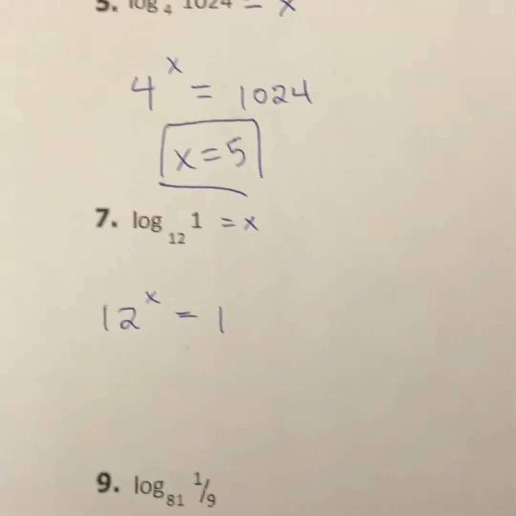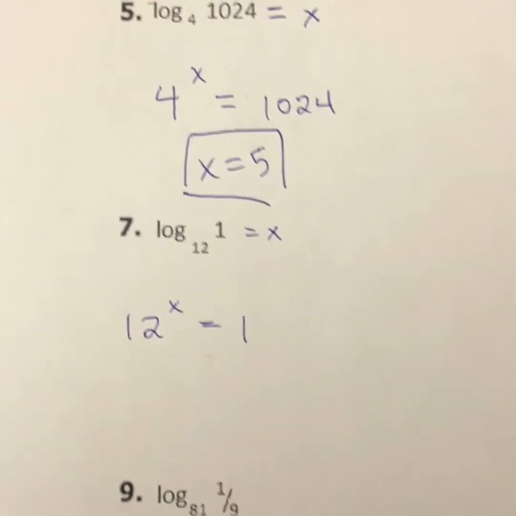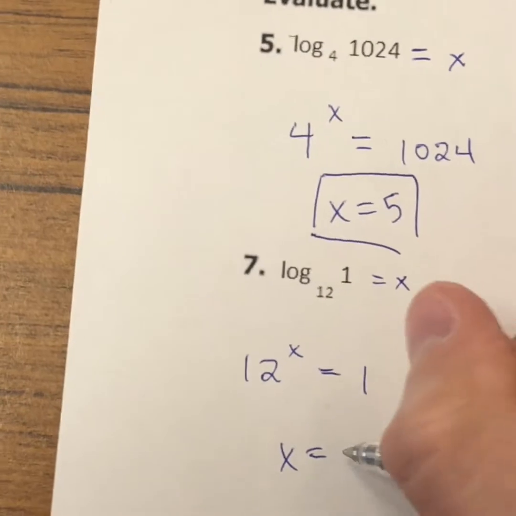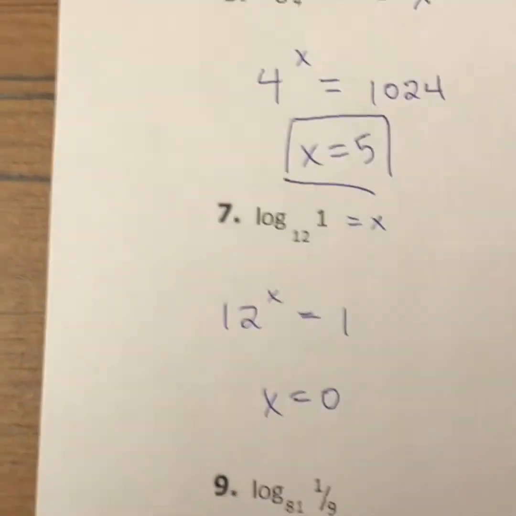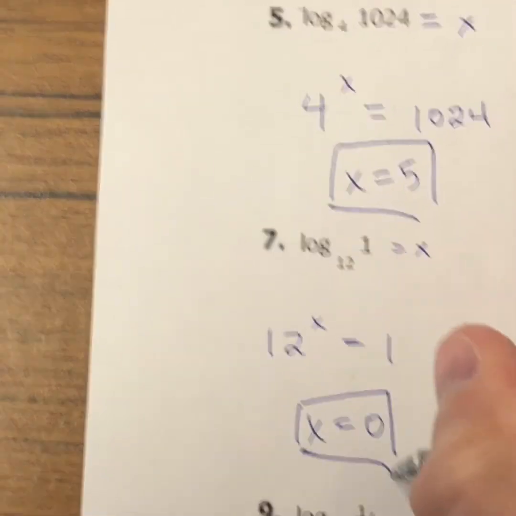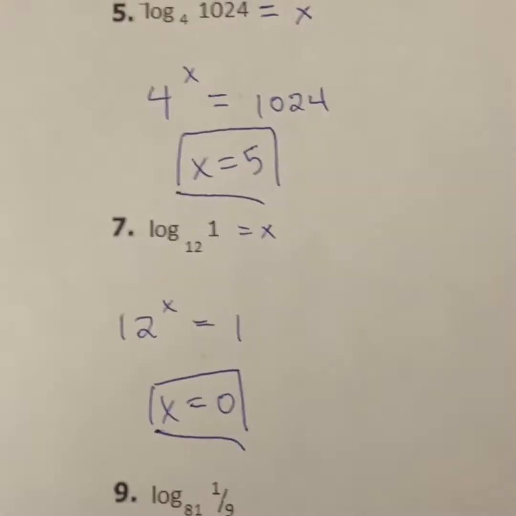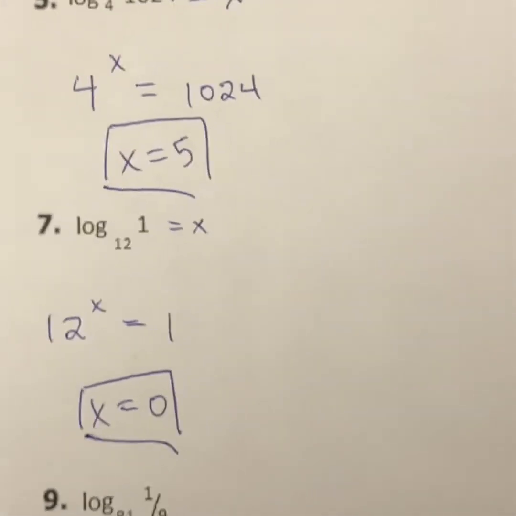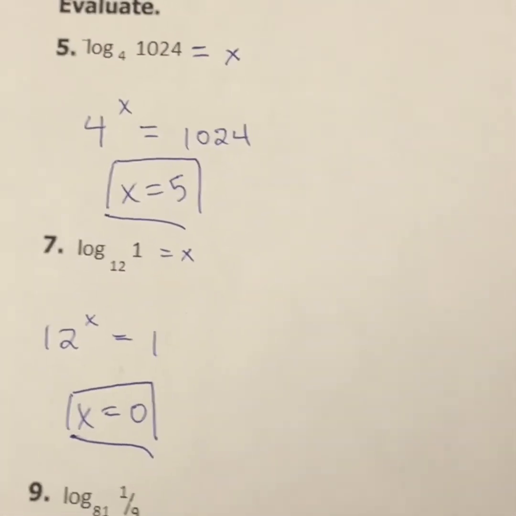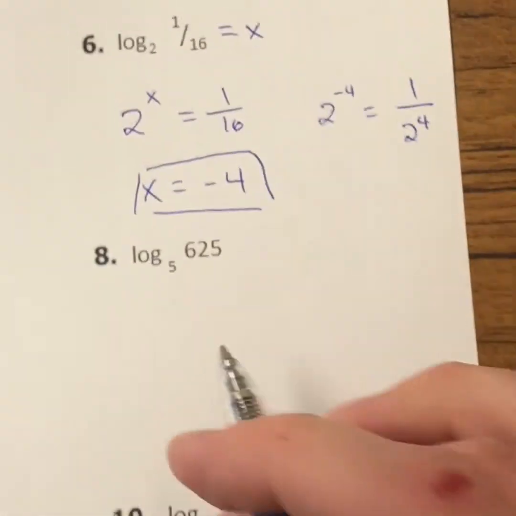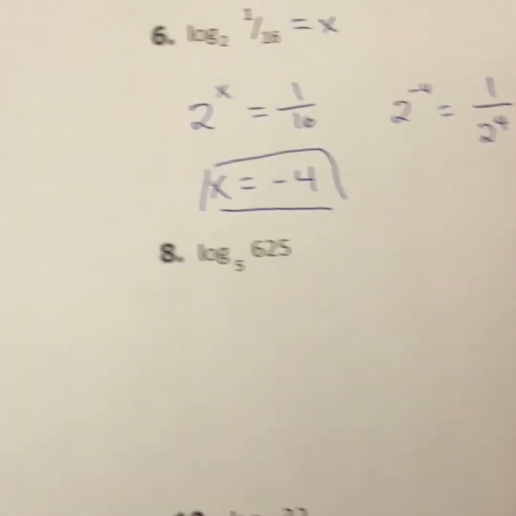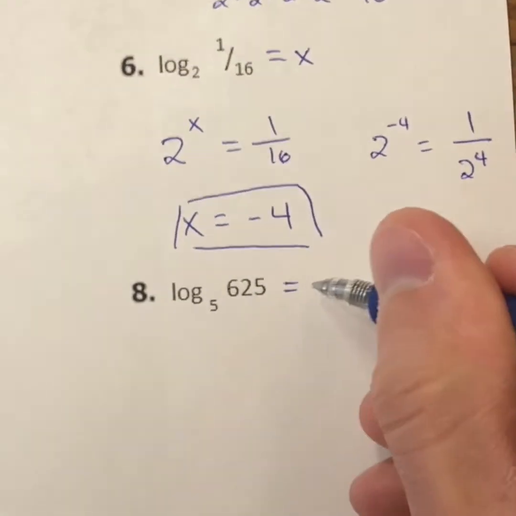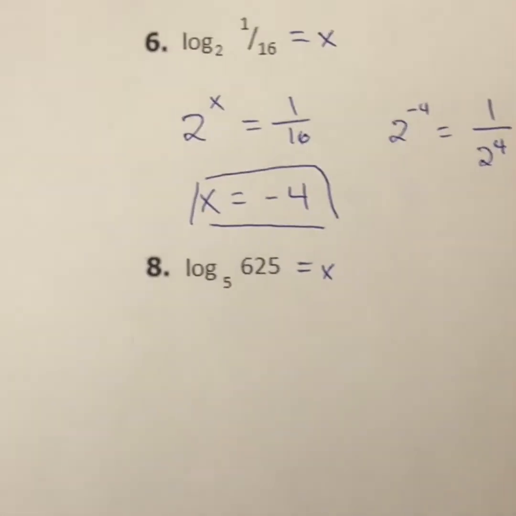Feel free to pause this video and shout out the answers at home. Hopefully we're shouting out x equals 0, because that is the only number that we can raise another number to and get 1. So 12 to the 0 power equals 1, so x equals 0 here. You don't always have to write x equals. You could just write whatever the evaluation of this log is, but I get in the habit of writing x here and setting up a little equation.